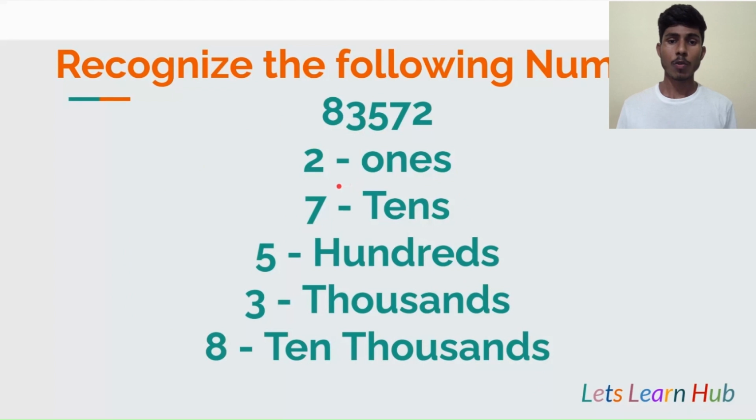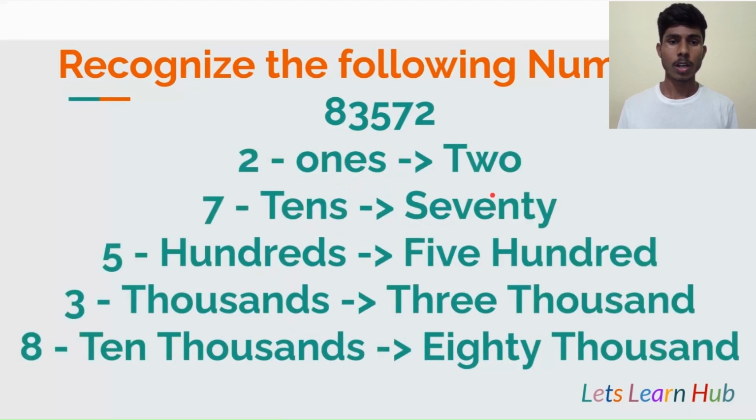That means we have two ones. So two ones means 2. 7 tens is 70. 5 hundreds is 500. 3 thousands is 3000. And 8 ten thousands is 80,000. And we got these values for each digit, and we need to combine from bottom to top. Okay, then you will get the value of this number.